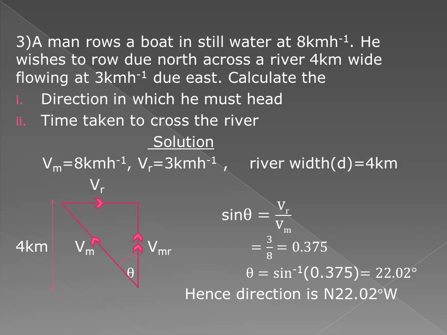So now by the diagram over here, we can see that sine theta will be calculated as VR over VM, since sine theta is opposite over hypotenuse, and that gives us 3 over 8, and that gives us 0.375. Then also theta becomes equal to sine inverse of 0.375, which gives us 22.02 degrees. That means that the man must turn in direction of north 22.02 degrees west. Now let's go to the second part of the question.